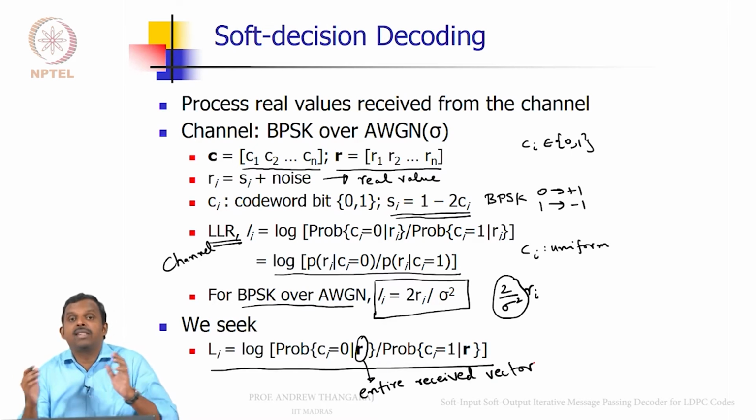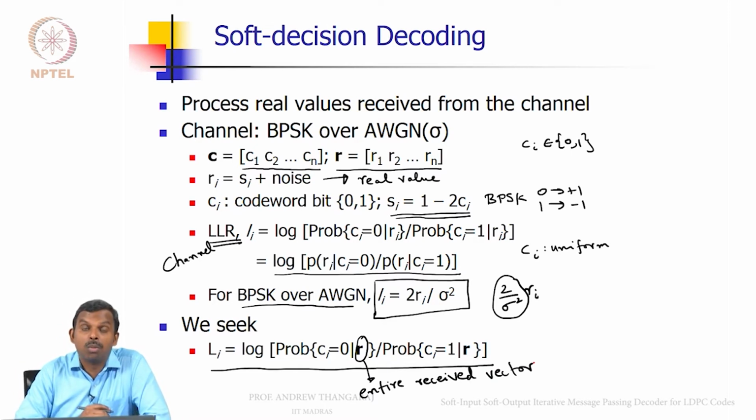Okay, given the entire received vector, what can I say about the probability of a particular bit being 0 or a 1? Now, it turns out if you want to exactly write down an expression for this, it is possible, but the complexity is really huge. You have exponential complexity in k and n, and particularly if k is 1000, n is 2000, you have no hope of doing it.